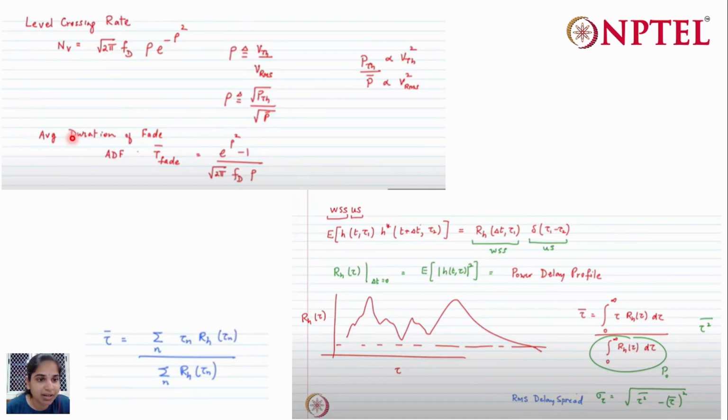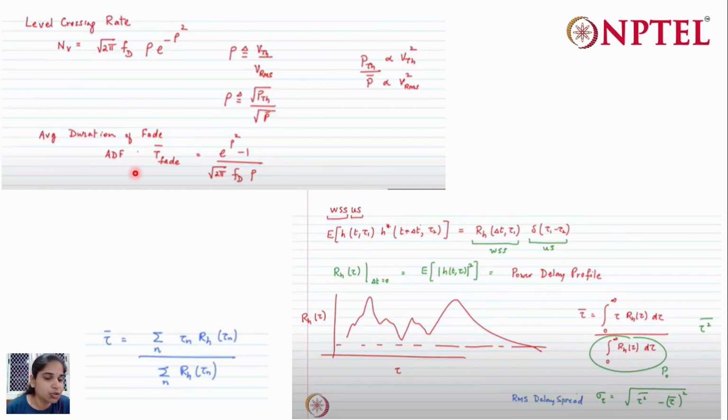Then we came to important parameters in characterizing the time behavior of the channel. One is the level crossing rate and the other is the average duration of fade. Given a threshold, how much the fading envelope crosses it is calculated by the level crossing rate. So NR is given as root of 2 pi FD rho e power minus rho square, where rho is the ratio of V threshold by V RMS. Actually, it's the amplitude. However, if power is given, then you have to take the square root, so square root of P threshold divided by square root of mean power.